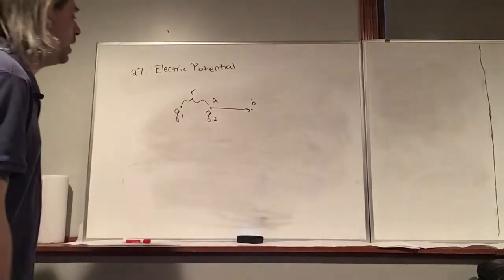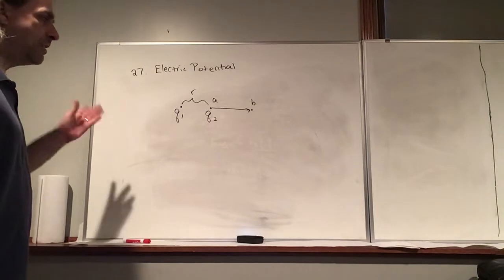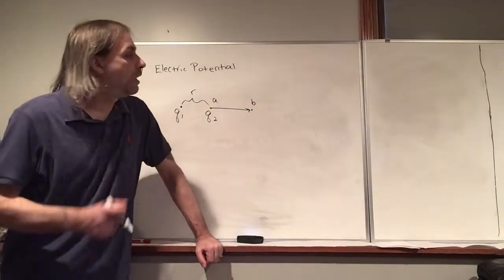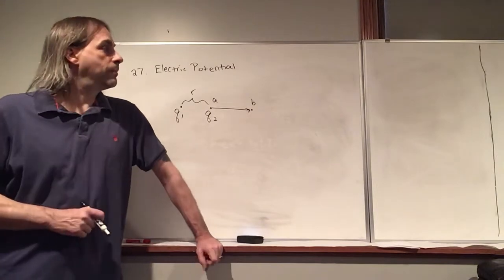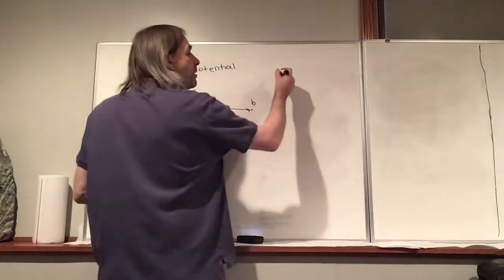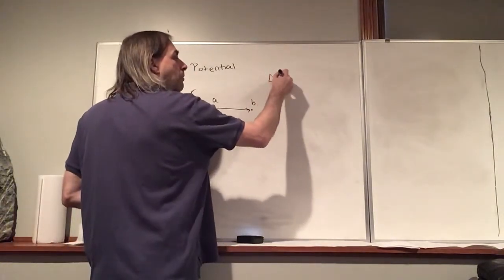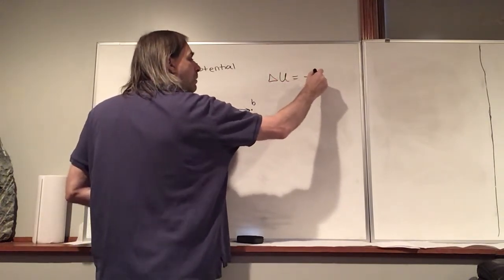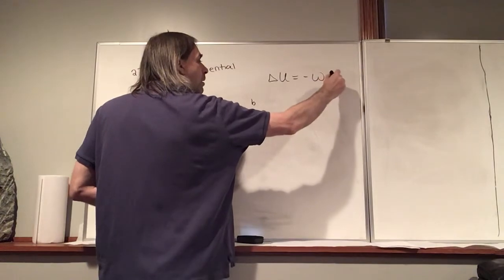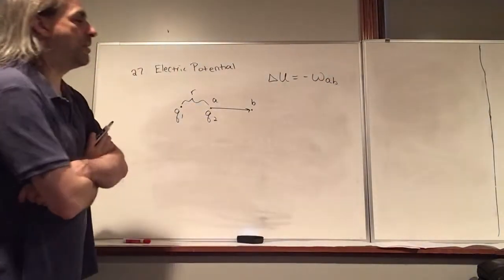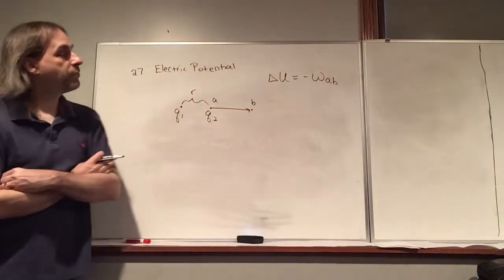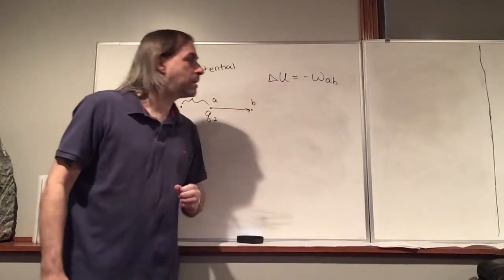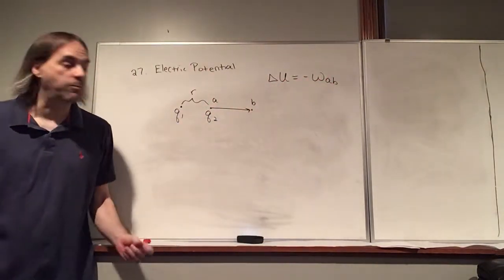And so there's a bit of a problem though. Let's review potential energy. It's related to work. So a change in potential energy, let's say we have a displacement from A to B. And we define the change in potential energy to be equal to minus the work done during that displacement.